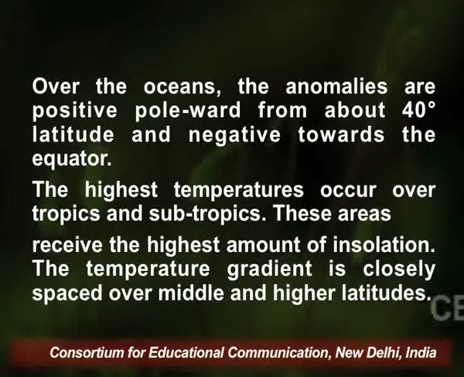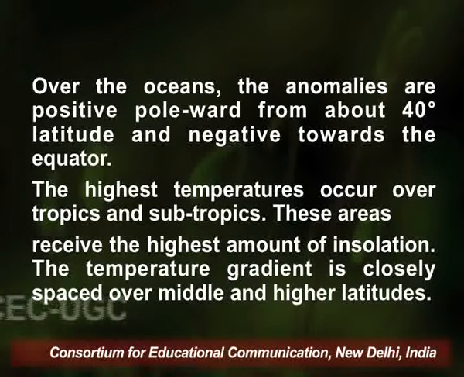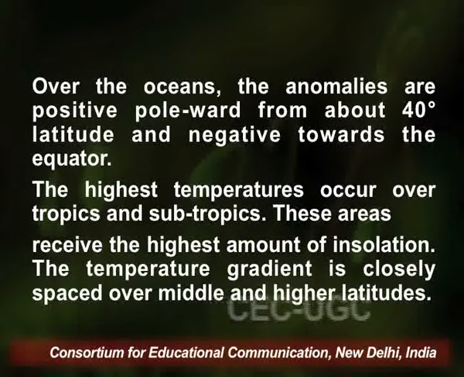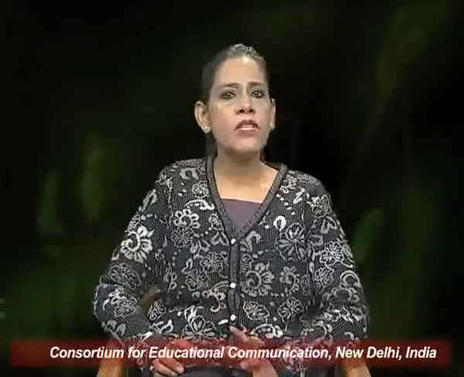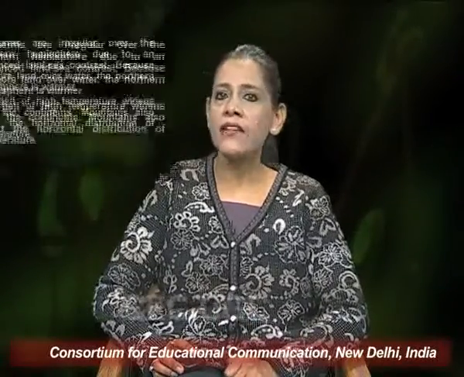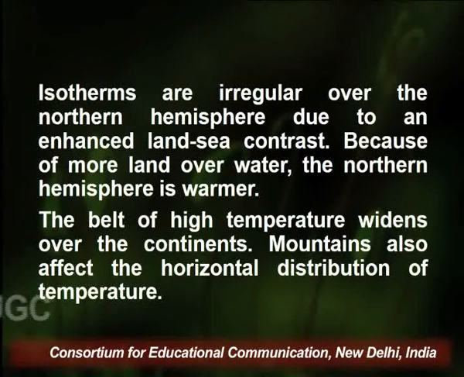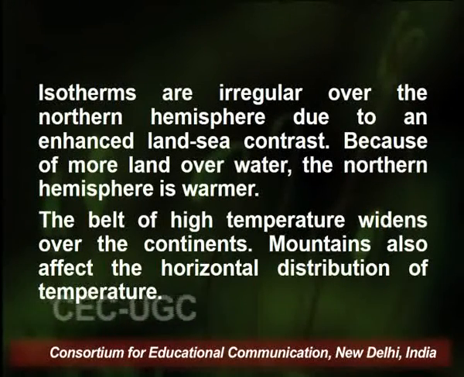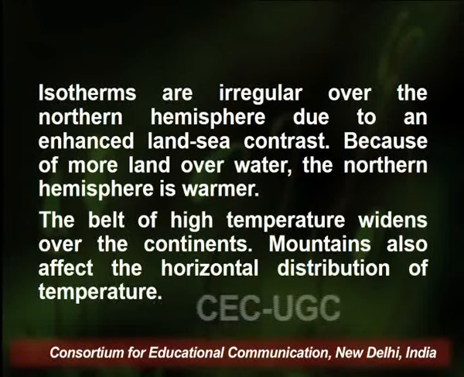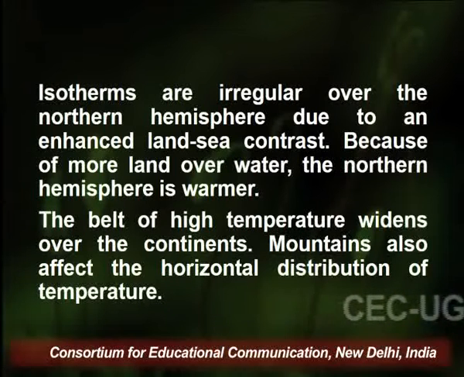The highest temperatures occur over tropics and subtropics. These areas receive the highest amount of insolation. The temperature gradient is closely spaced over the middle and the higher latitudes. Now, isotherms are irregular over the northern hemisphere due to enhanced land-sea contrast, because there is more land than water in the northern hemisphere and thus it tends to be warmer. The belt of high temperature widens over the continents.